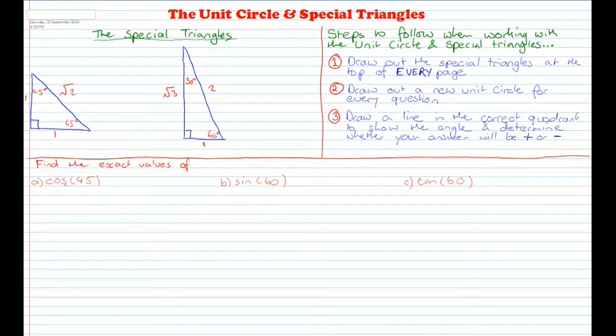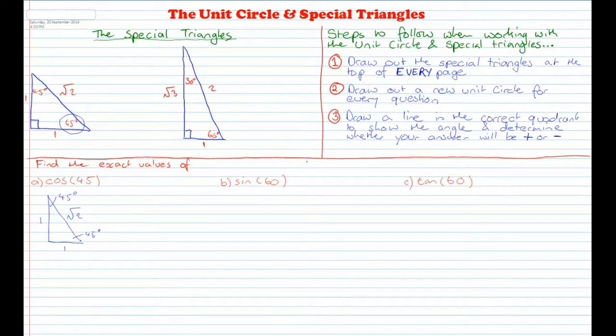Let's do cos of 45. Whenever I'm working with 45, 60 or 30 degrees, I need to look at which triangle is going to be the most appropriate. As you can see, because it's 45, triangle number 1 is going to be the most appropriate. So I'll go through and draw out triangle number 1, which of course is 1, 1, root 2, and 45 degrees, and 45 degrees.